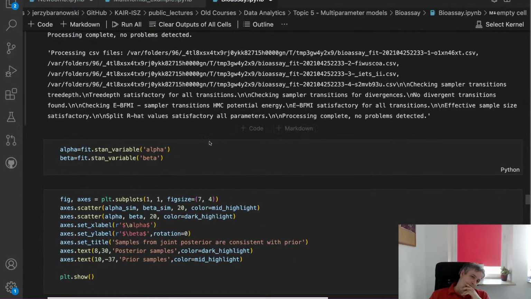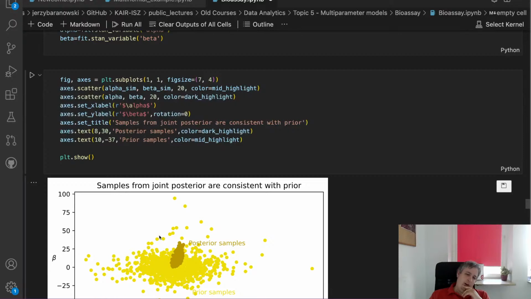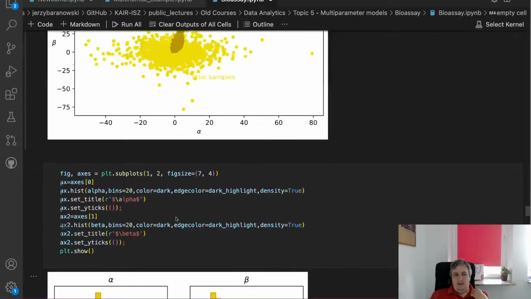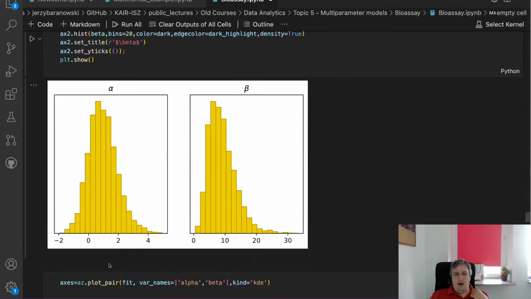We'll see how the samples look, and you can see the posterior samples concentrated very strongly in this area, with prior samples having much more spread. The marginals of the alpha and beta parameters tell us that alpha, the intercept, is relatively close to 0, and the effect of beta is between 7.5 and 10.